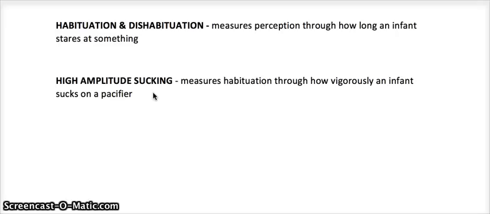And so then if you change up the sound, you make it a different sound, the kid will start sucking more vigorously again. And that again is a sign that they perceive that there's now a change in the sound coming through the pacifier. And so that is another way to measure perception in infants before they can actually verbalize what they're perceiving.